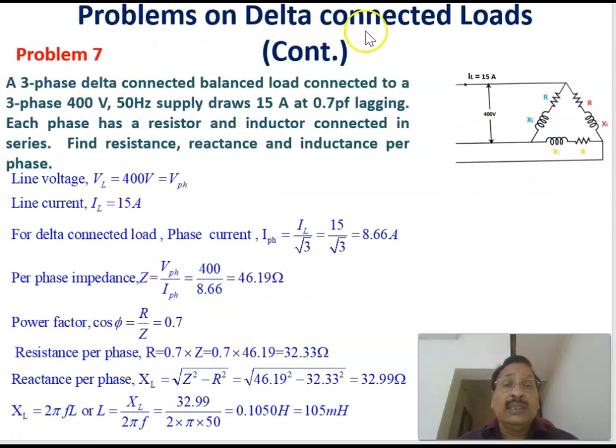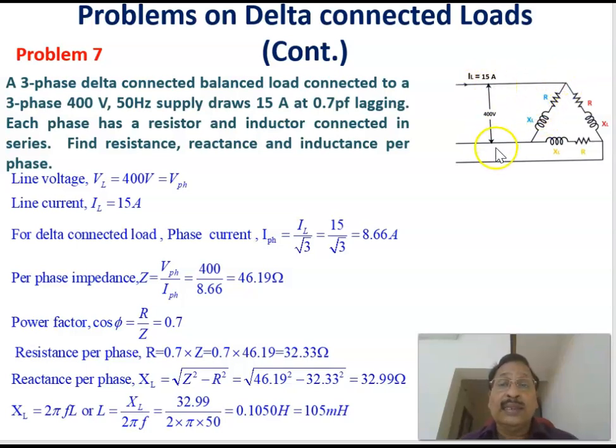There is another problem on a delta connected load. A three-phase delta connected balanced load connected to a three-phase 400 volts, 50 hertz supply draws a line current of 15 amperes at 0.7 power factor lagging, and each phase has a resistance and inductance connected in series. Find the resistance, reactance and inductance per phase.